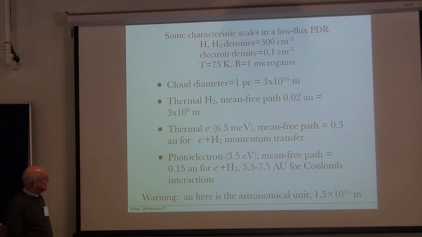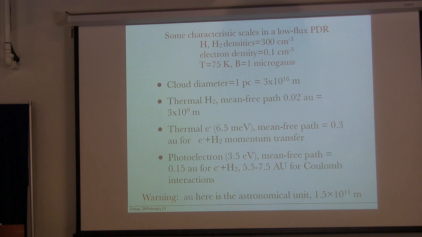Here actually is one of the main slides that I wanted to emphasize for you, and that is the scales, to think about macrocosm and microcosm again. If we're talking about one of these low-density diffuse molecular clouds, starlight is still partly dominant in chemistry. The number densities of hydrogen are of the order of a few hundred per cubic centimeter at most, perhaps. The electron density might be 0.1 per cubic centimeter, temperature of 50 to 75 Kelvin, and a magnetic field strength of 1 microgauss.